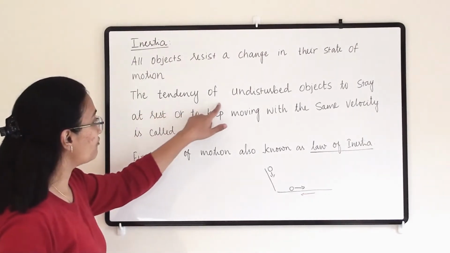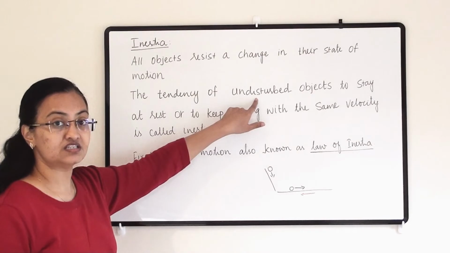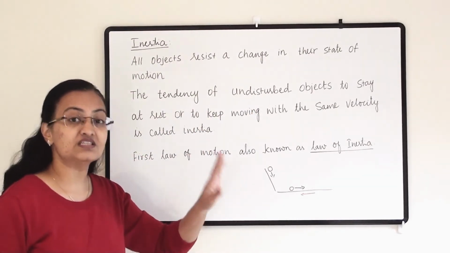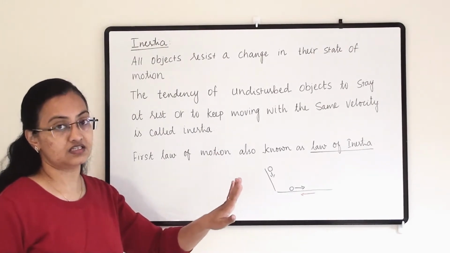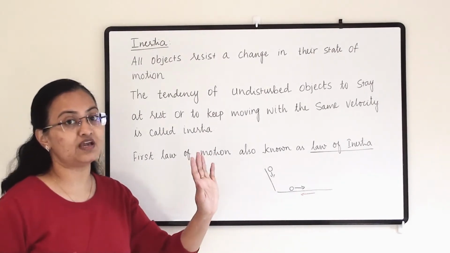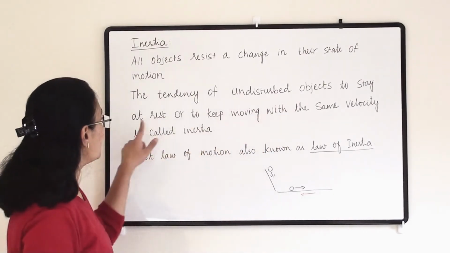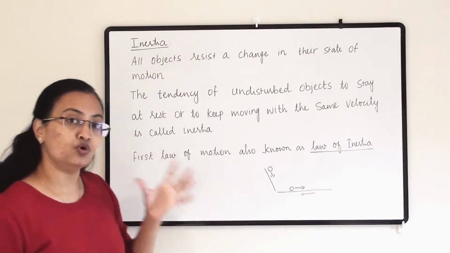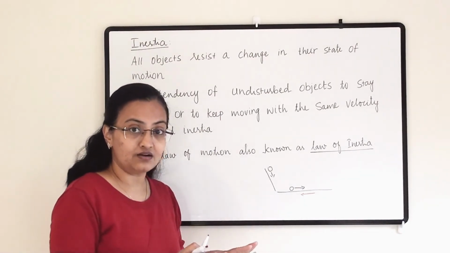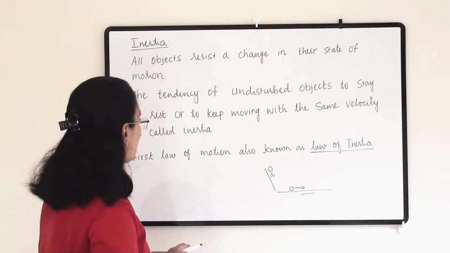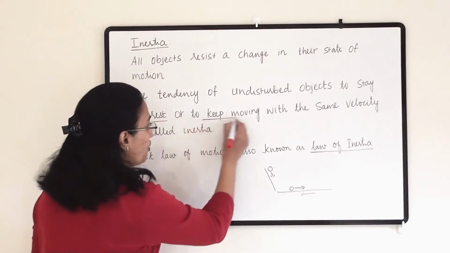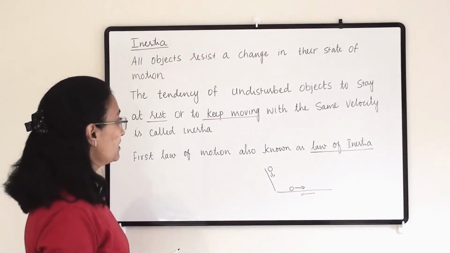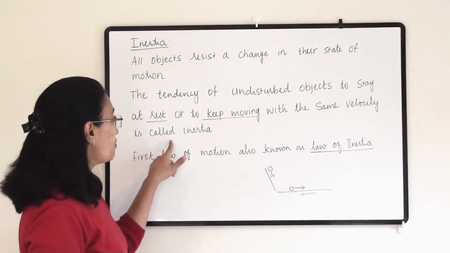The tendency of an undisturbed object means, if it is lying there only, then we are not disturbing it. That is an undisturbed object. And if it is moving, then we are not stopping it. The tendency to stay at rest or to keep moving is applicable to both of the objects, whether it is lying there or moving. So it is applicable to both of the objects which are in motion or which are lying as they are, with the same velocity. This is called inertia.